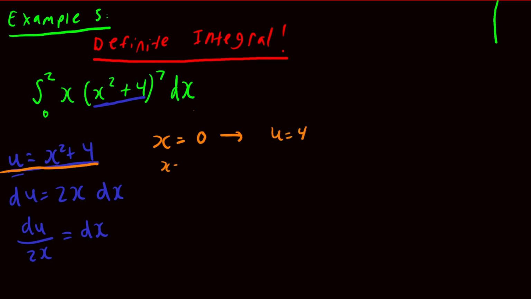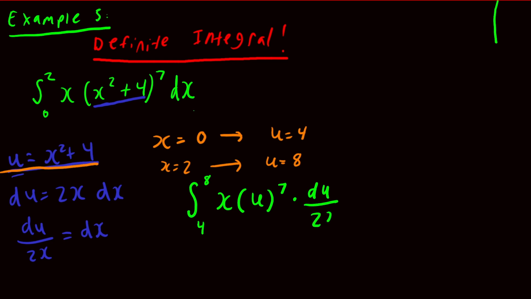And then x equals 2. We plug it into that same equation. 2 squared plus 4 is 8. So those are our new bounds. So let's do this: the integral from 4 to 8 of x times u to the 7th times du over 2x.